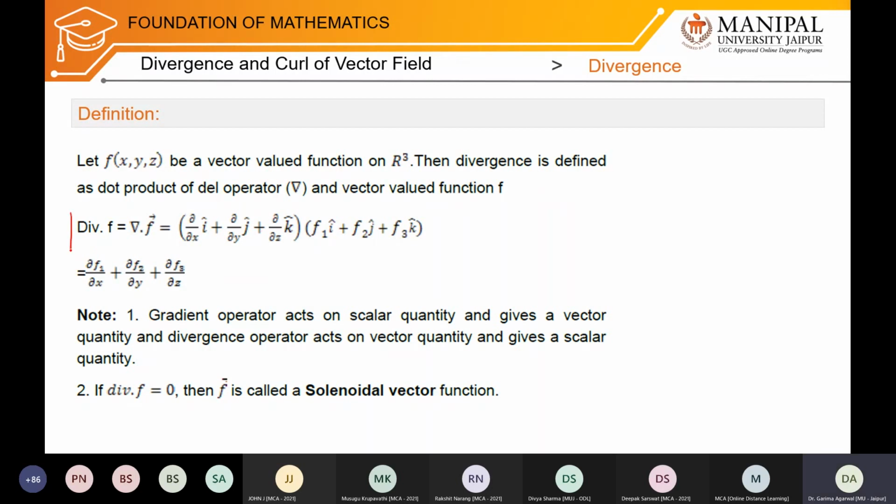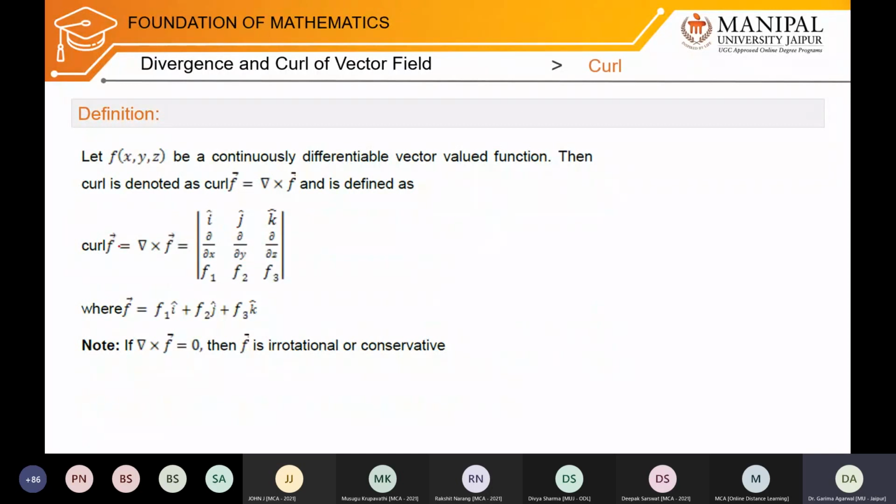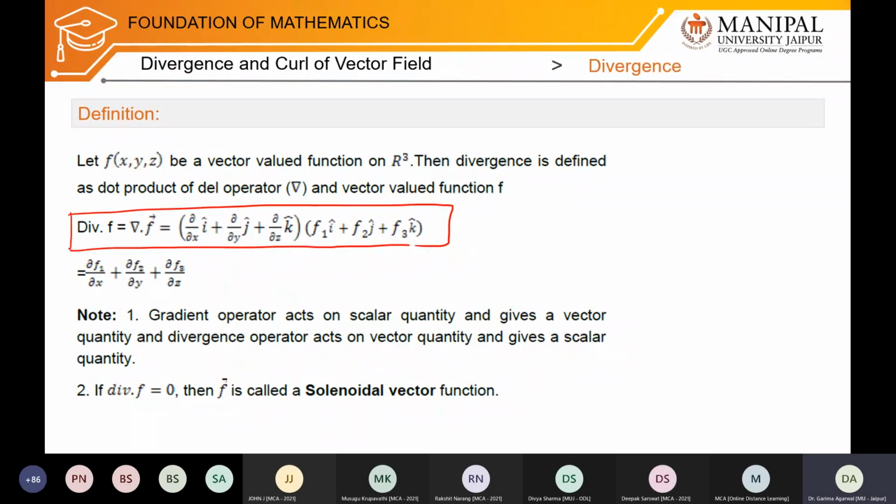Now divergence. As I told you, D stands for divergence and D stands for dot product. Divergence means dot product with the del operator. Right, D stands for divergence, D stands for dot product. Divergence of f is the dot product with the del operator.